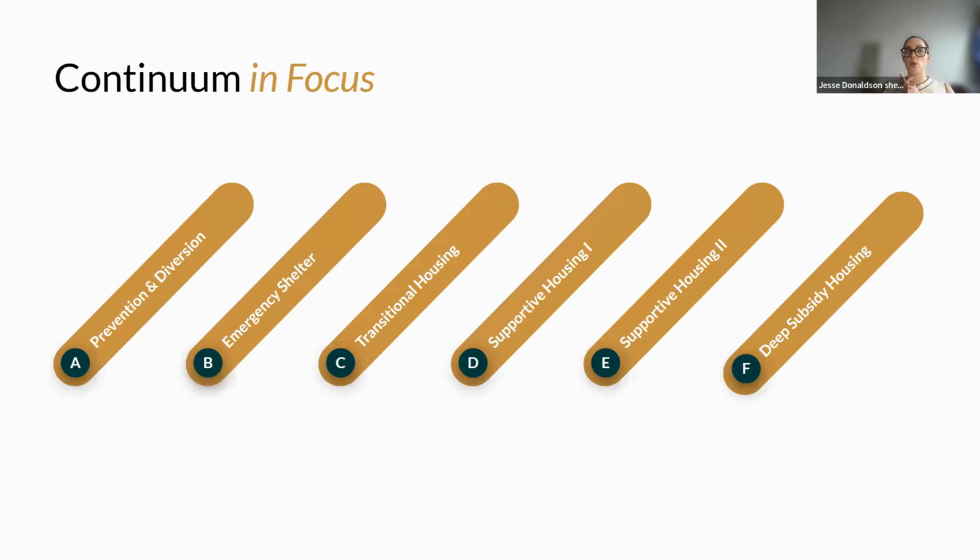The continuum I chose, for the sake of this demo, is prevention and diversion, emergency shelter spaces, transitional, so longer term, 1 to 3 years, supportive housing 1, which is a very high acuity model, supportive housing 2, which is a high medium acuity model, and then deep subsidy housing, highly affordable subsidized housing. We're not talking about fake affordable.